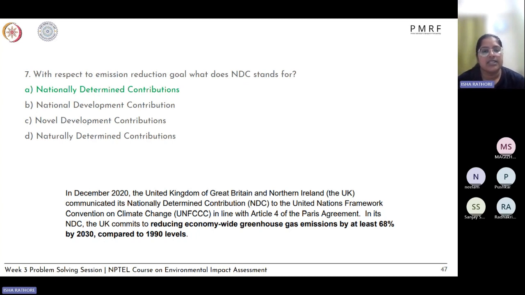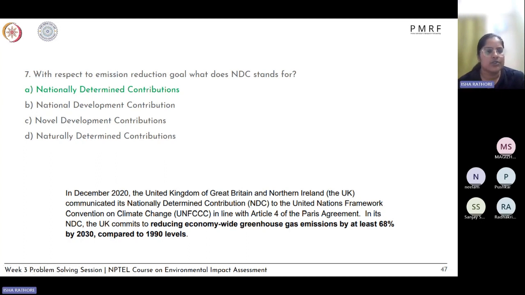So the countries basically pledged to reduce the emissions level. They set an emission reduction goal, and each of the nations will have their own different nationally determined contributions which they would like to make. So that is the NDC. For example, in its NDC, the UK committed to reducing the economy-wide greenhouse gas emissions by at least 68% by 2030 compared to its 1990 levels.